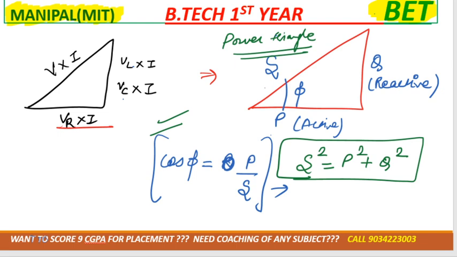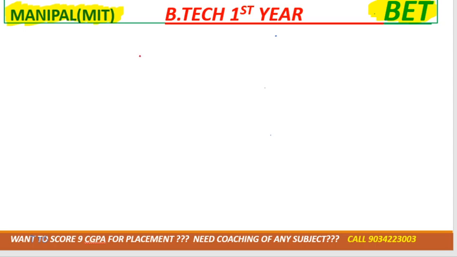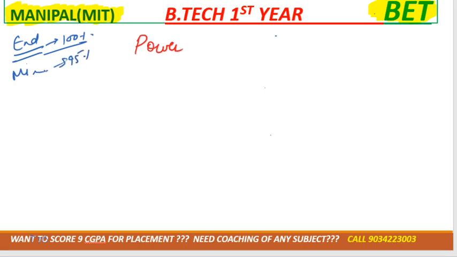Anyways, write it down. One of the questions that will definitely come in your midterm and end term as well. In the end term, it is 100% guaranteed that this comes. In the midterm, again there is a 95% chance that this type of question will come. And that question topic is power factor improvement. Okay, this is also mentioned in your syllabus.